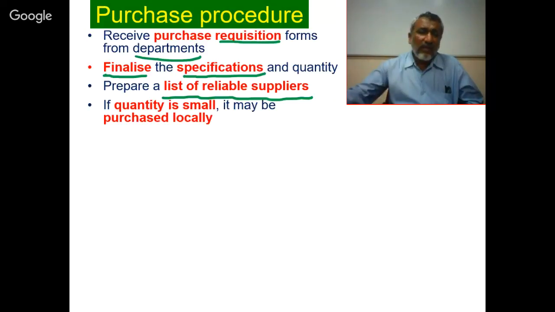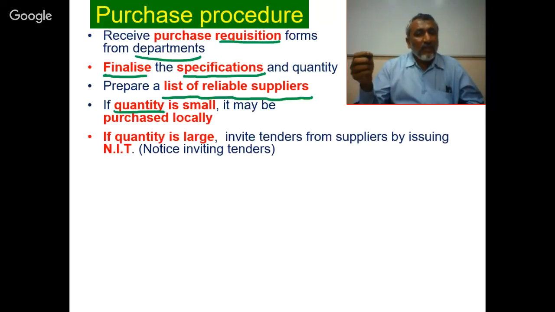Next comes the quantity. If the quantity is very small, there is no point in following an elaborate purchase procedure. It is purchased locally and payment is made. On the other hand, if the purchase is for a very large quantity, then we need to follow an elaborate purchase procedure. This procedure involves inviting tenders.